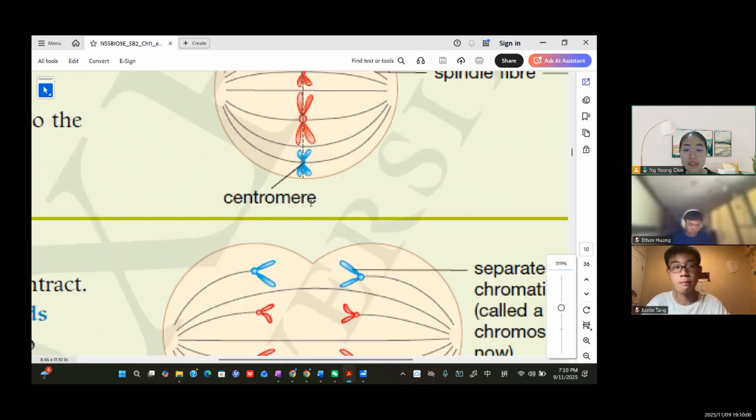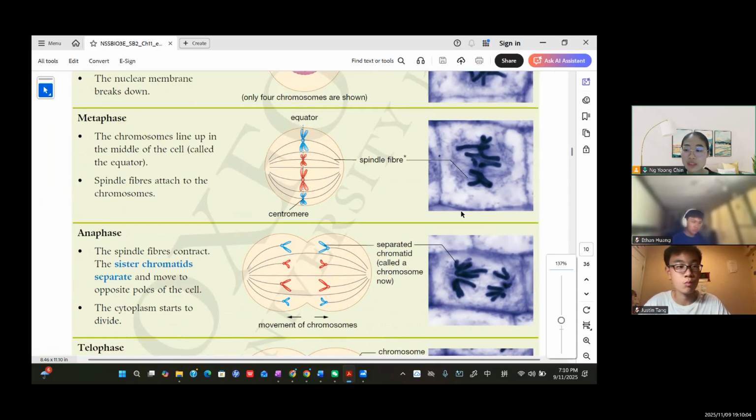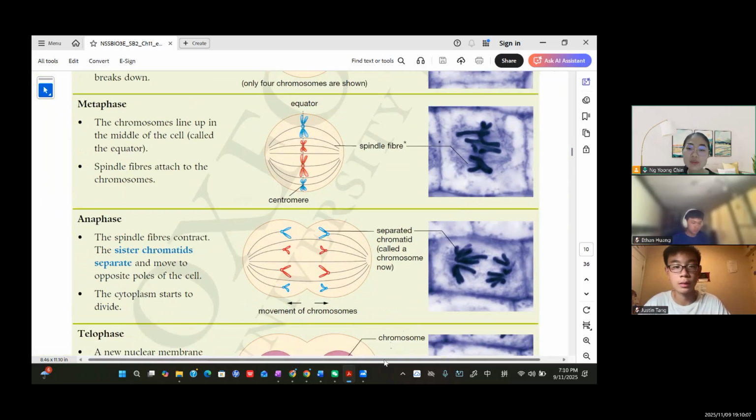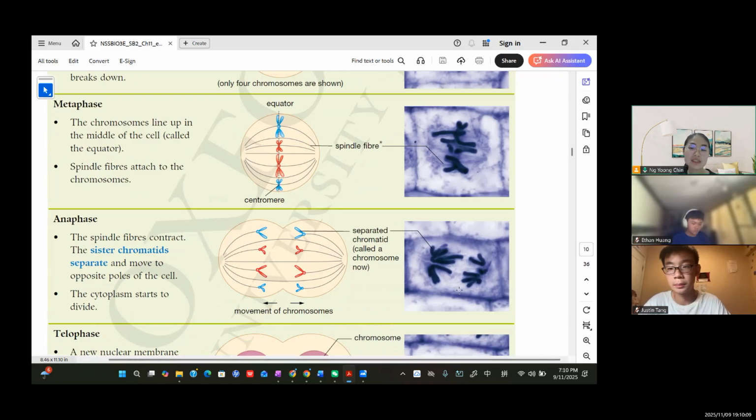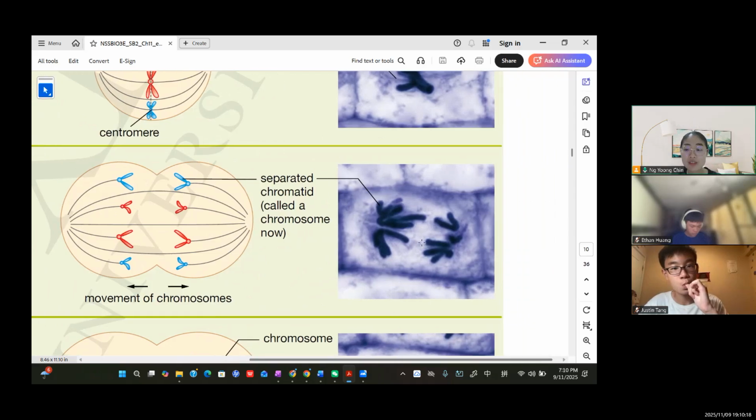Actually, this is called what? Centromere. Okay, centromere. And then they will proceed to the anaphase. So when they proceed to the anaphase, what will happen is the chromosomes just split. They separate. So you can see this image showing what? Showing the chromosomes being separated due to the shortening of the spindle fiber.